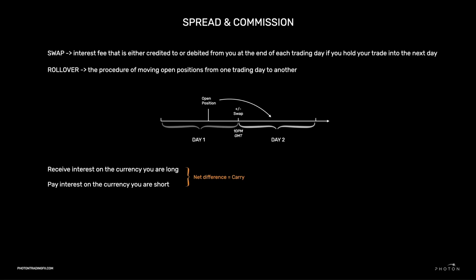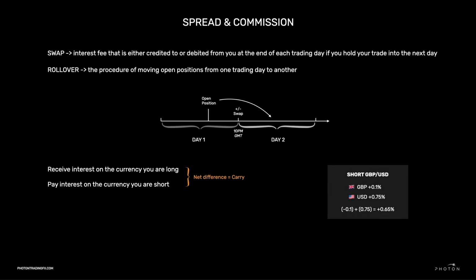So for example, let's say you short pound dollar. And let's just say that the Bank of England at that time is paying out 0.1% interest, but maybe the US Federal Reserve is paying out 0.75% interest. So if you are short pound dollar, that would actually be a net positive carry trade, and you will earn 0.65% interest on your position each day. Because when you are long the currency that pays a higher interest than the interest charge of the currency that you are short, that is why it is a net positive carry.